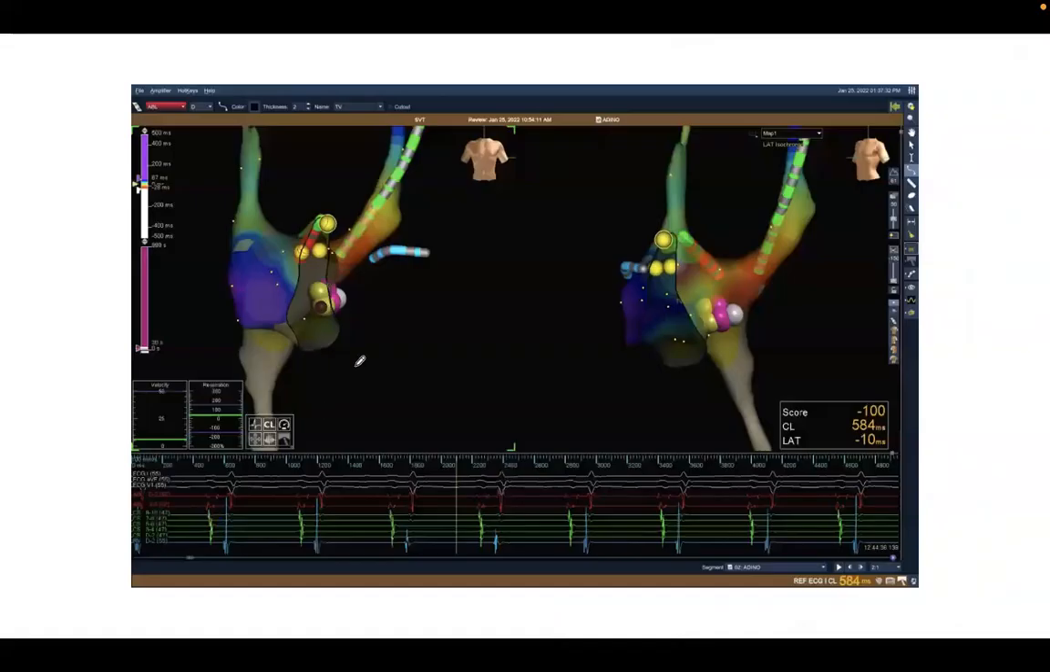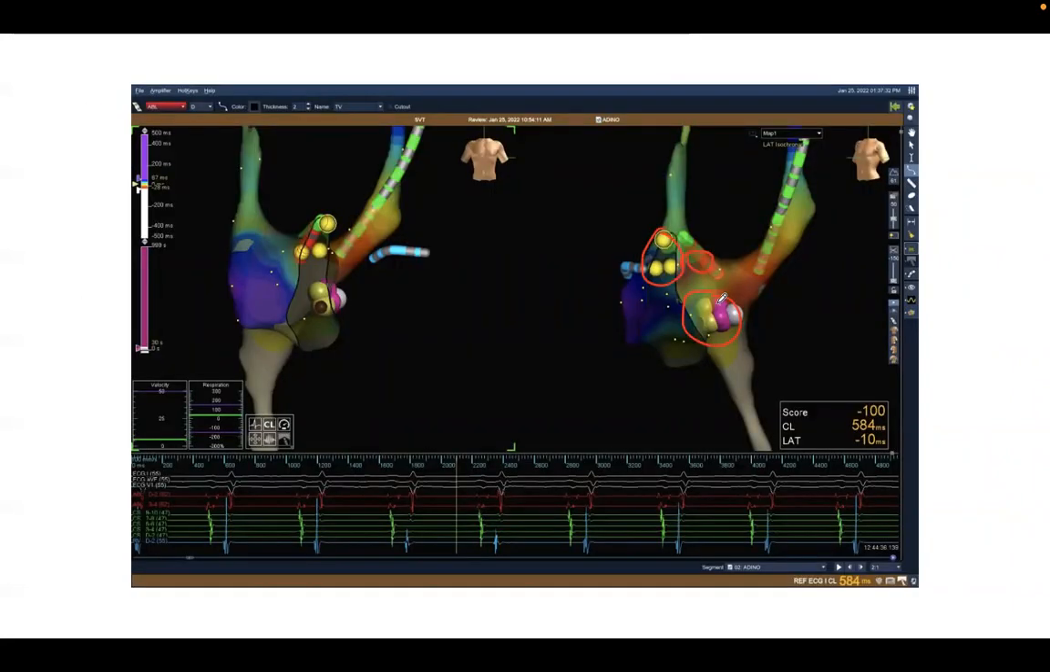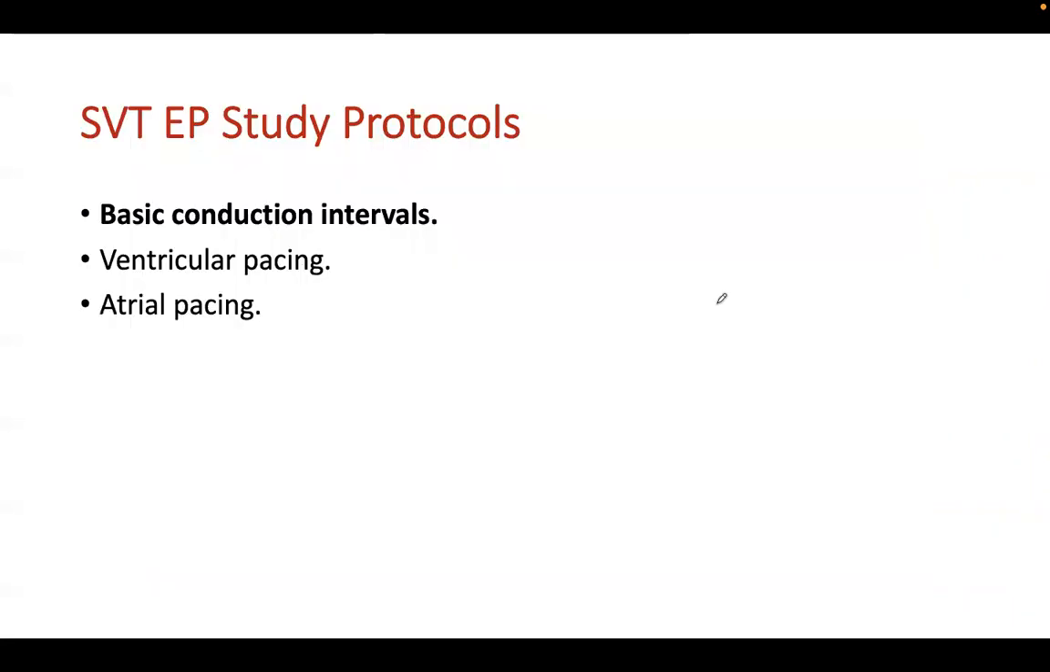And this is another patient. Again, this is your His. The AV node is somewhere here, right, guys? And this is your slow pathway. Questions? Okay, very clear.